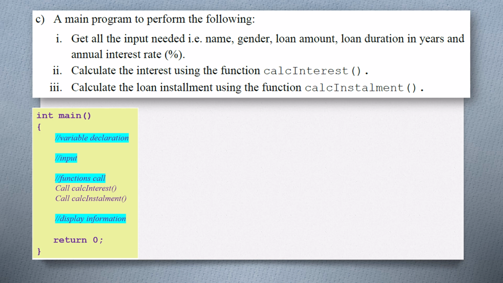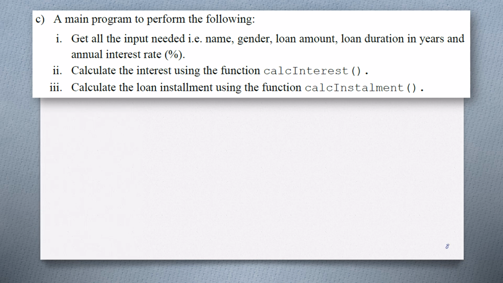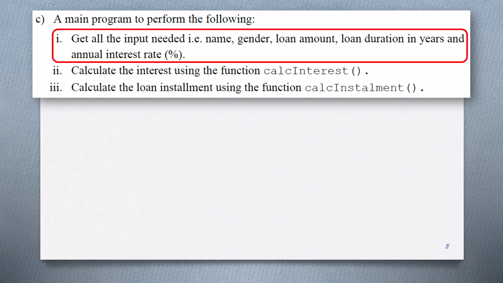You have the variable declarations, you have the input, you have the function call, and then you have the information to be displayed. These are the segments that you need to have in your main function. So let's take a look at the first one, to get all the input needed.